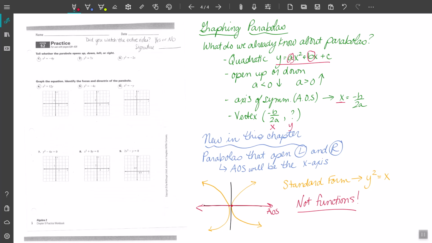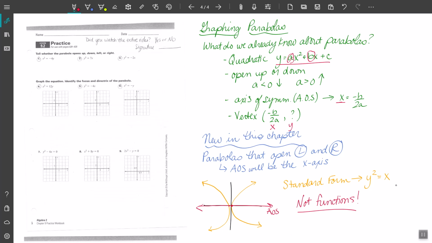All right. Note that these are not functions. They do not pass the vertical line test. So if I have this one right here and run a pen down from the top to the bottom, I'm going to touch the graph twice, which means it doesn't pass that vertical line test, so it's not a function.